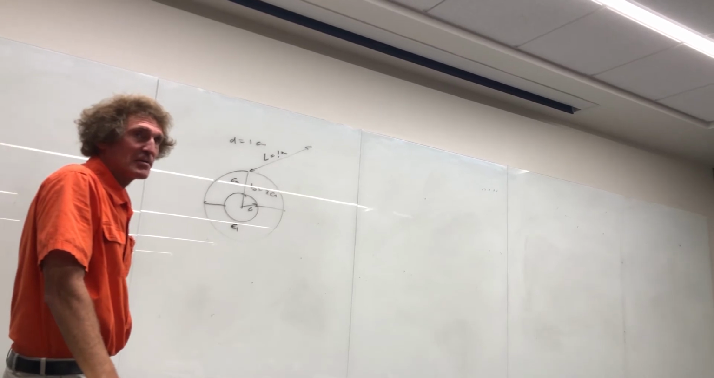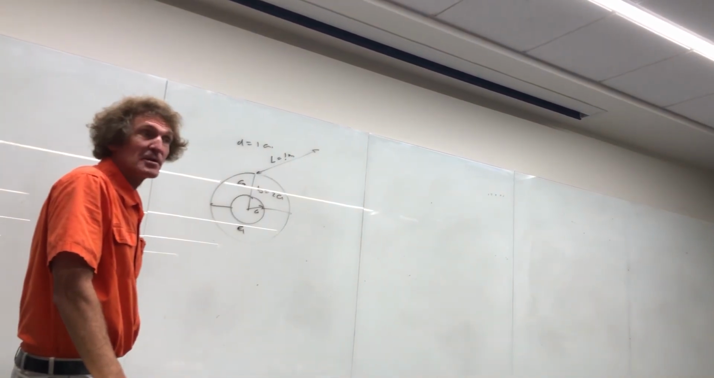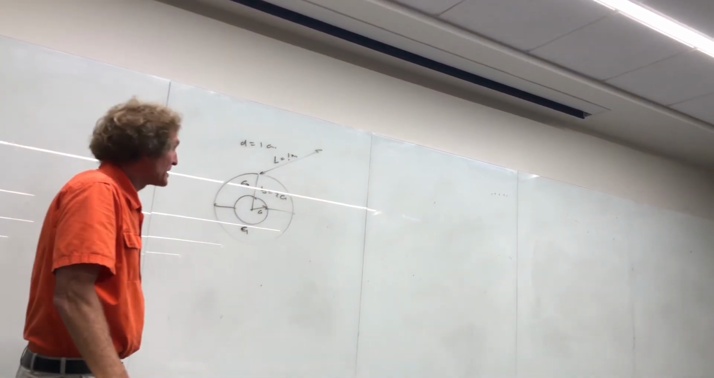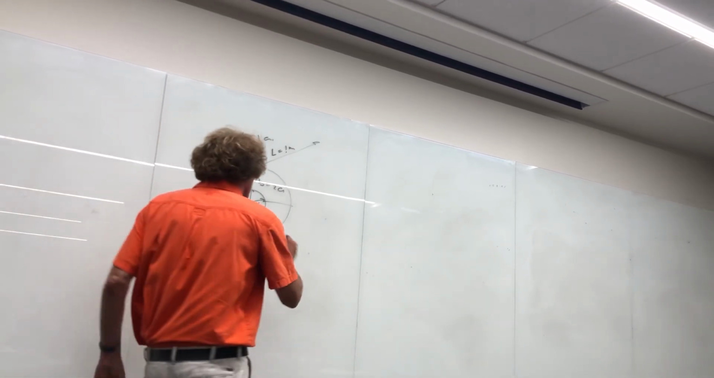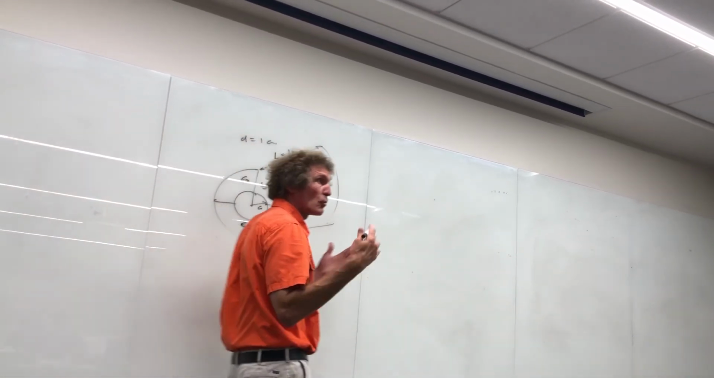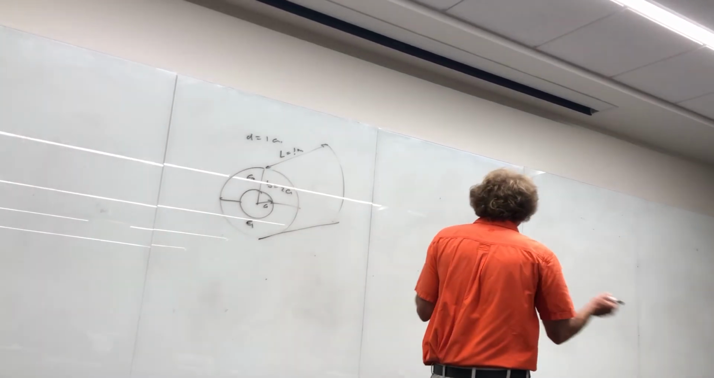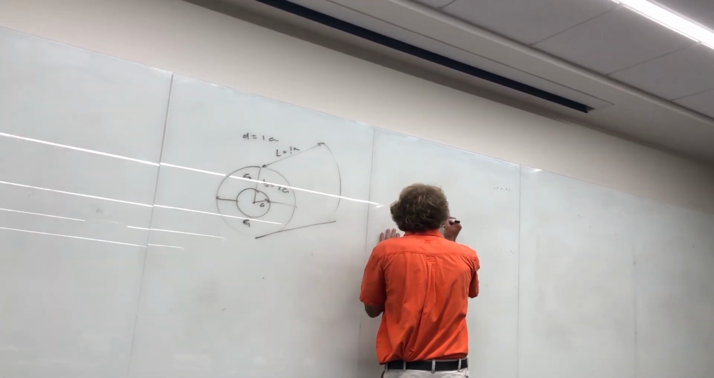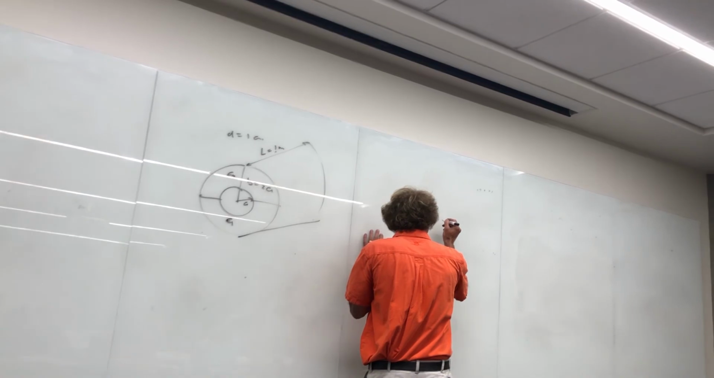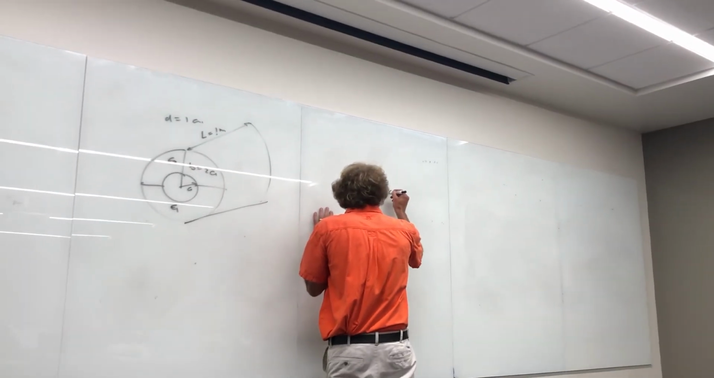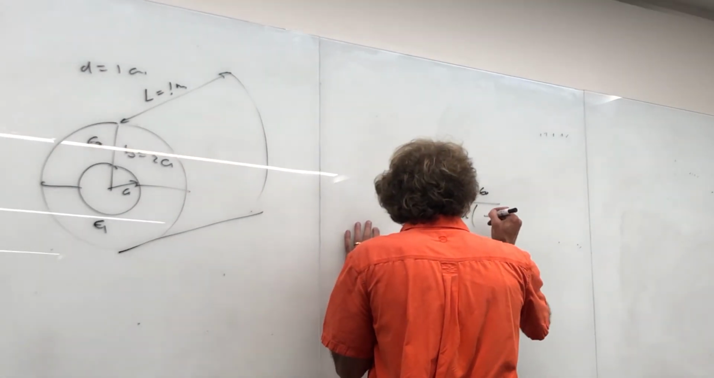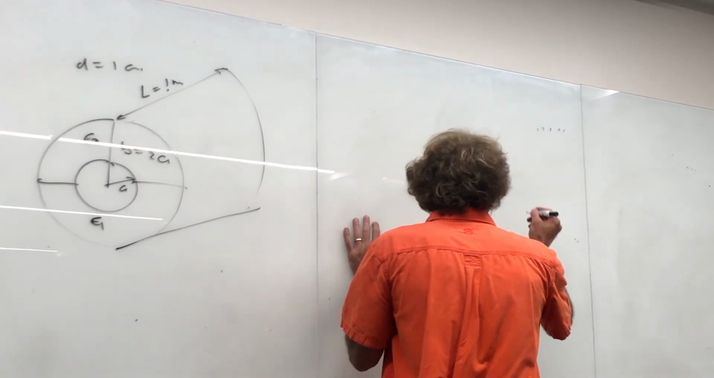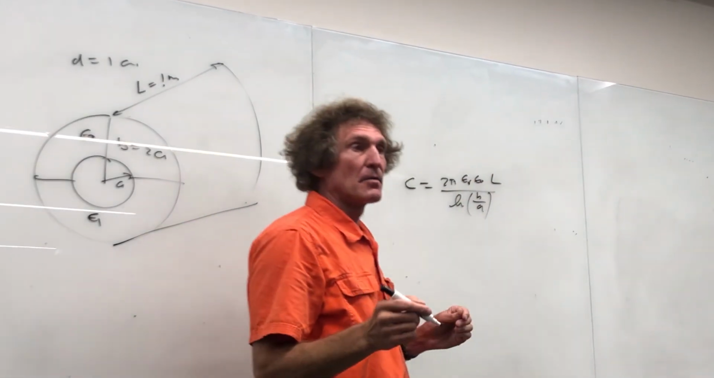How did I tell you to do it? You might have missed that day. How did you do it? First, you find the value of the capacitor if the whole thing was filled with just epsilon, right? And that capacitance would be what? It would be 2 pi epsilon, epsilon r over natural log of b over a times the length L, right?